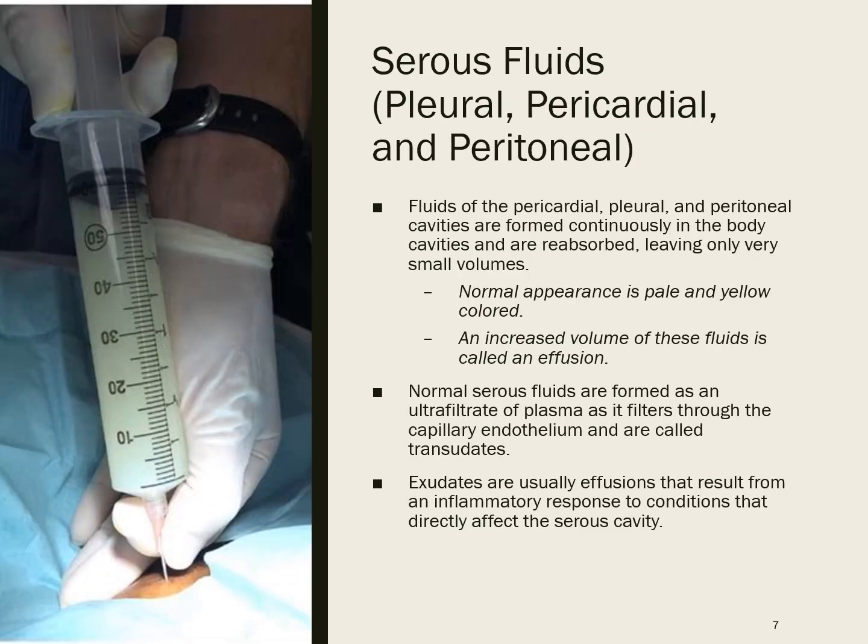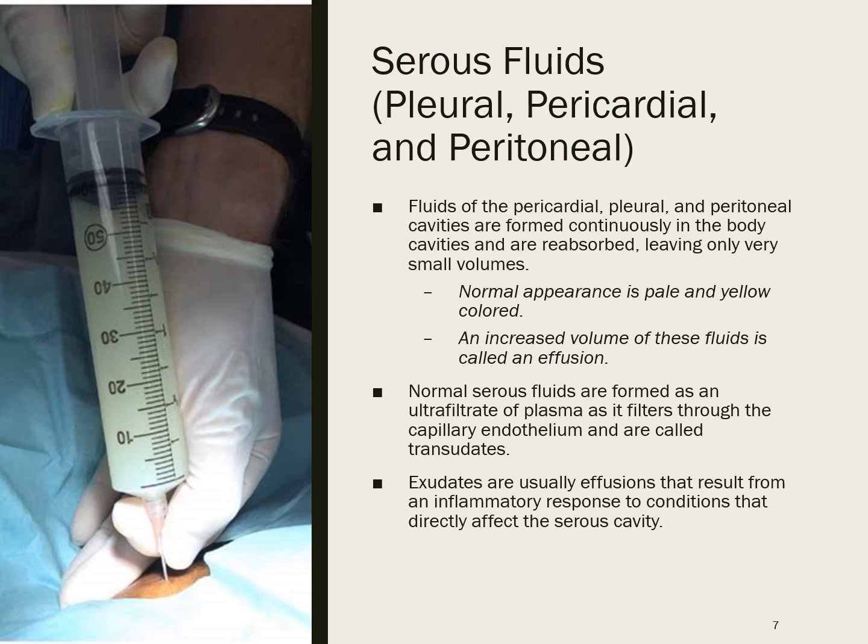For our serous fluid, we're looking at the pleural, pericardial, and peritoneal. So the fluid in these cavities, again, is always considered sterile. So there shouldn't be anything in there. It's usually a very pale color, pale yellow, sometimes kind of colorless with just a little tinge. But if you're seeing an increased amount of volume of these fluids, then that's called an effusion.